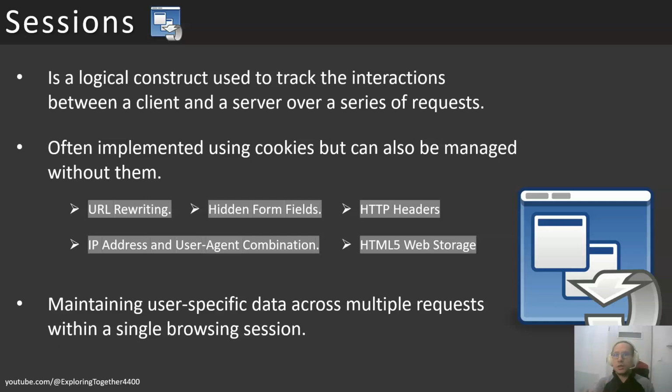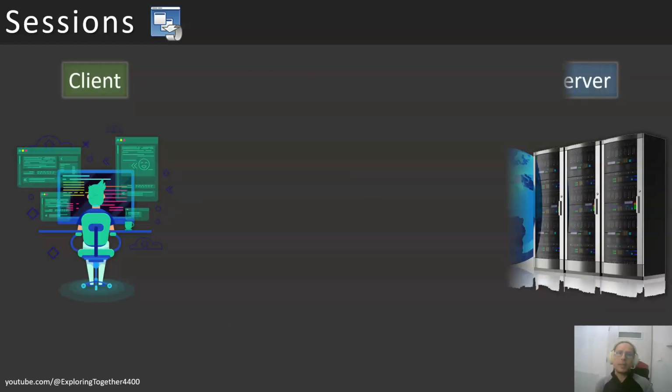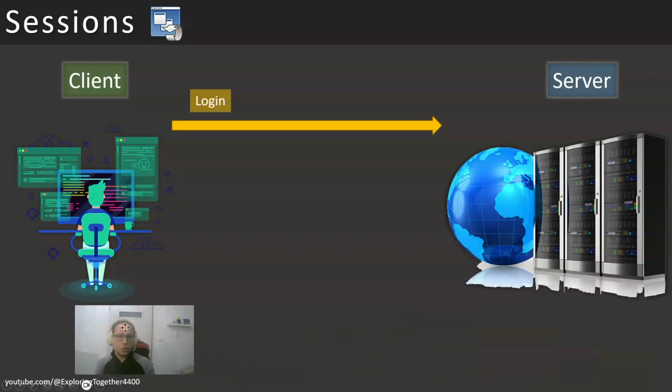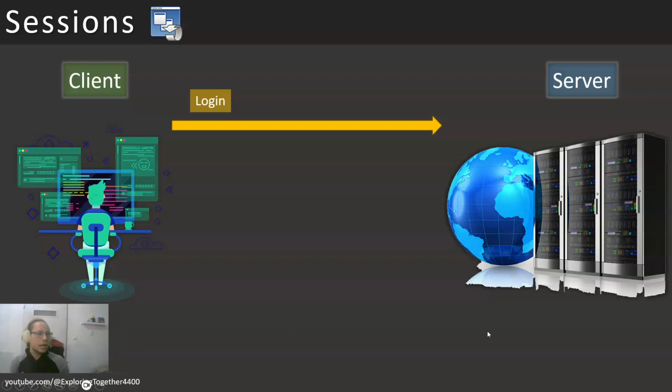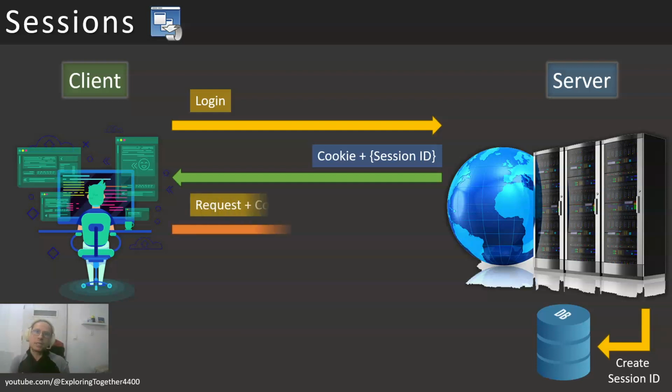Let's get into a visual representation of the flow. Like with cookies, we have the client side and the server side, and we send login. Once you send login, your session gets started and a session ID is created. Then the server sends a response back to the client with cookies plus the session ID, to start your session. Then you start interacting with the server by sending another request alongside the session ID which you are already maintaining.